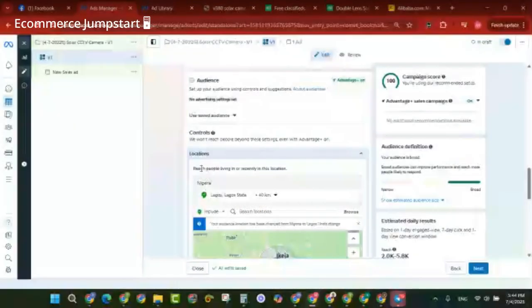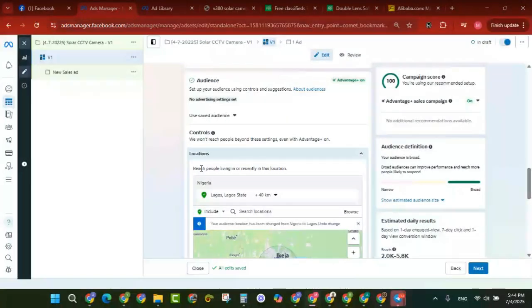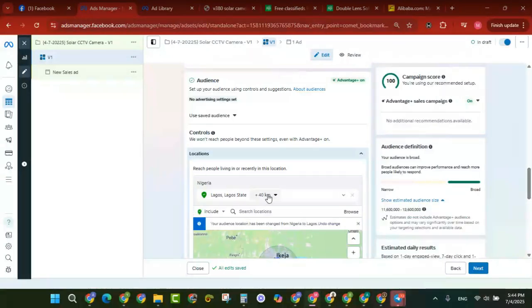Do you understand? And the ad is going to be expensive. Why? Because when you give Facebook, let me show you the estimated audience here. For Lagos that I've chosen now, the estimated audience of Lagos is what?